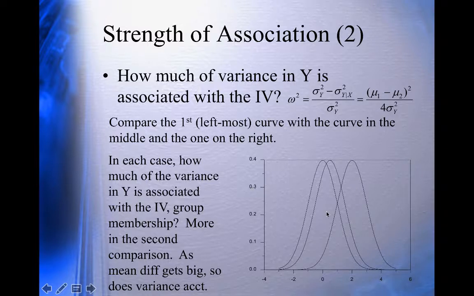All right, so when we're talking about t or analysis of variance, what we're talking about is how much of the total variance is explained by the group differences. So we get the total variance and we subtract out the within group variance, and that's one index of it. Or we just look at the difference in means, how big those are. That gives us another index of it. Okay, so as mean difference gets big, so does variance accounted for.